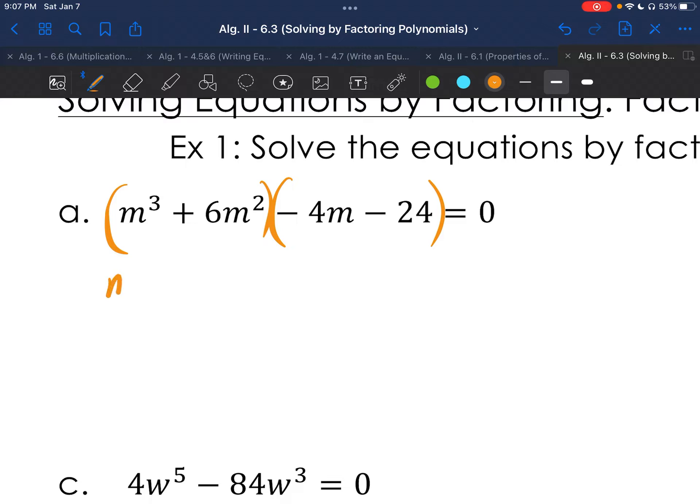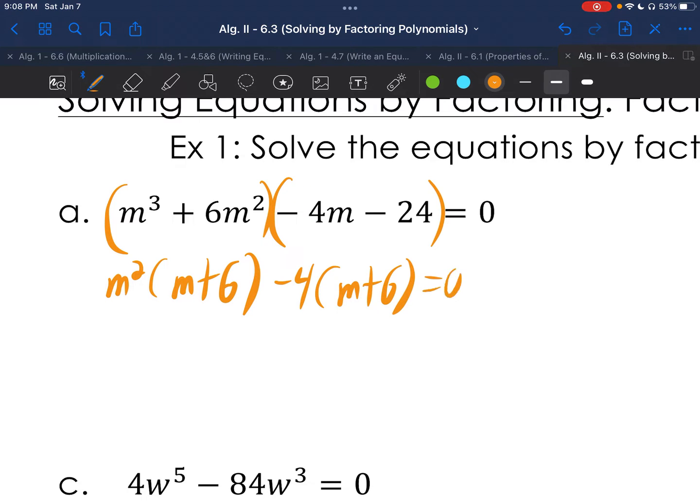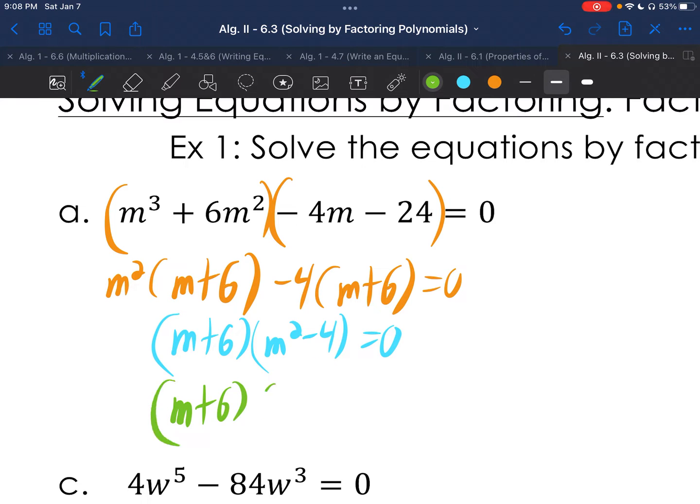First parenthesis has m squared in common, and we're left with m plus 6. Second parenthesis has a negative 4 in common because we want it to start positive and not negative. And we're left with m plus 6. Those are the same like they should be. So we put m plus 6 in front, and m squared minus 4 next. That second one's not done yet. It's a difference of 2 squares. So we do m plus 6, and the second one becomes m minus 2 and m plus 2. And that's all equal to 0.